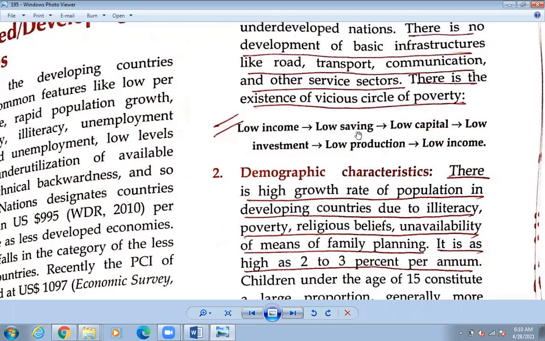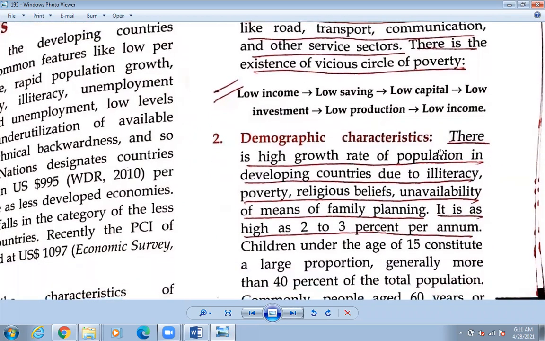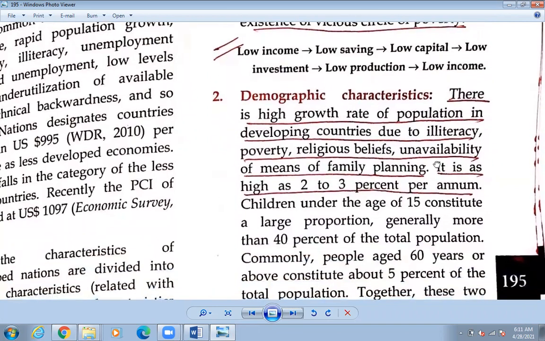Low income छ, low saving छ. Low saving भएकोले low capital, that is we cannot invest in other projects also. And if there is low investment, there is low production. No any उत्पादन over here, and if there is low production, then there is ultimately low income. That means गरिब जन्मिँदै रहेछ, गरिब नै मरिँदै रहेछ. So that's why we must develop our own home country product.